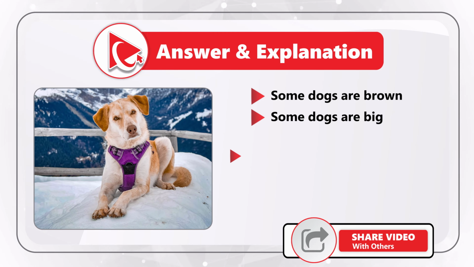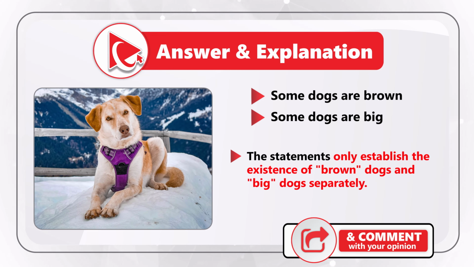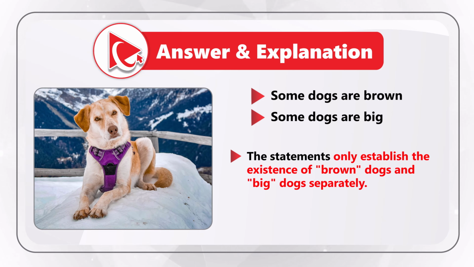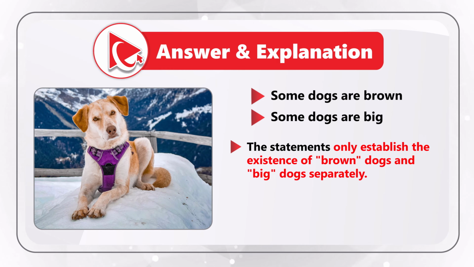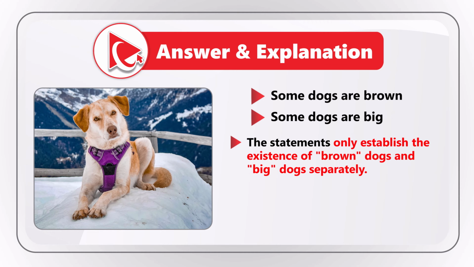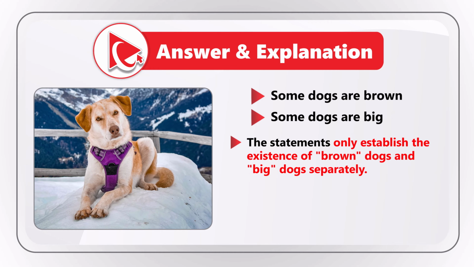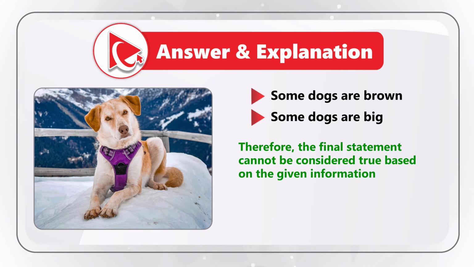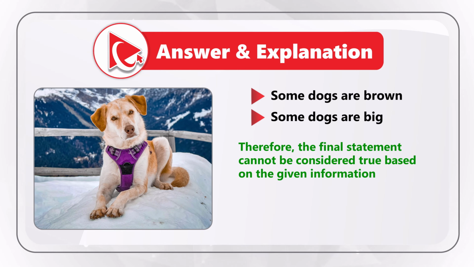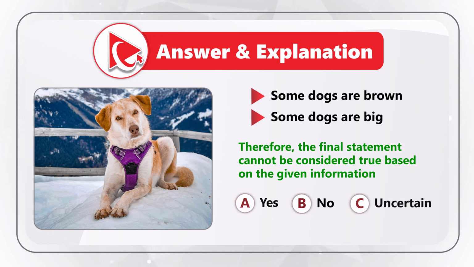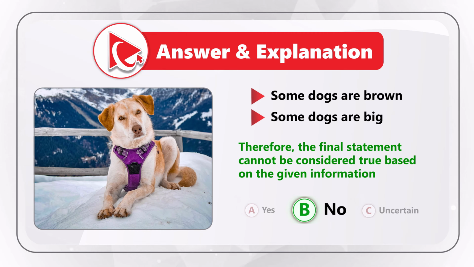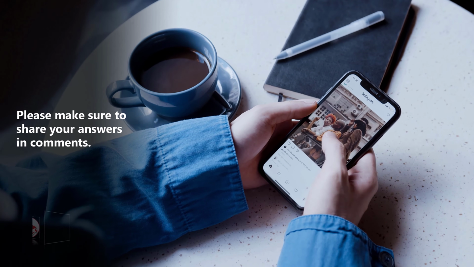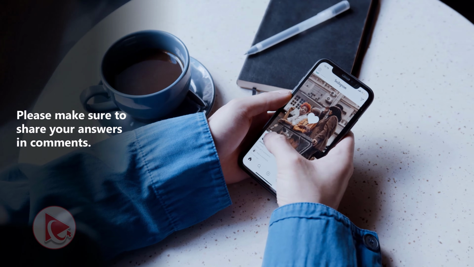What the statements do establish is the existence of brown dogs and big dogs separately, which means that the information provided in the first two statements does not support the conclusion that there is at least one dog that is both big and brown. This is why the final statement cannot be considered true based on the given information. So the correct answer is choice B, no. Did you come up with the same conclusion? If not, please make sure to post your solution and rationale in comments so we can all learn.